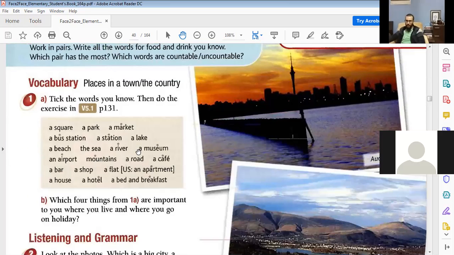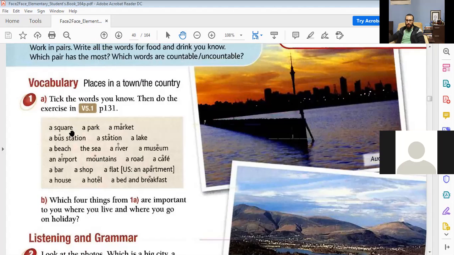vocabulary. Excuse me. Let's start with some vocabulary here. Places in the town and the country. So here we have a list of places, not just places, things. I think we can call them places in a town or in a country. First of all, I'm going to read them for you. And after that, we can find all of them in the exercise. Even if there are new words, don't worry, because we have a nice exercise. We can match them. So let me read them first.